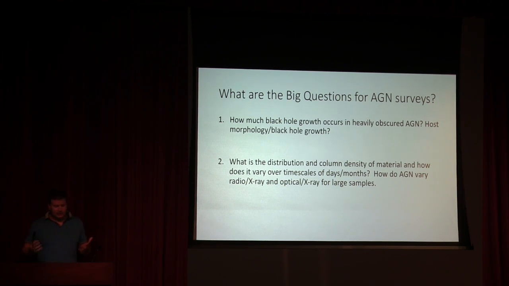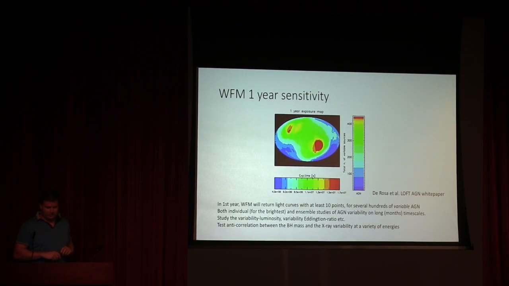What are the big questions I think we can answer with STROBE-X? The biggest thing to me is really obscured black hole growth with the LAD, and also detecting these sources. Then we can do all sorts of interesting studies in terms of the host morphologies. The other point is the distribution and the column density of the material, by looking at variability on timescales of days and months, and how AGN vary from the radio to the X-rays, and also optical to X-rays, for large samples.